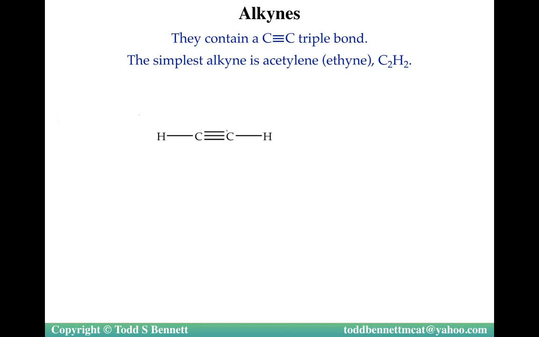The simplest of our alkynes, you have to have at least two carbons to make a double or triple bond. So minimum of two carbons, H on each end. Notice it's 180 angle, a linear compound.